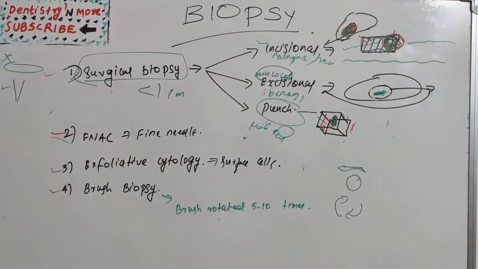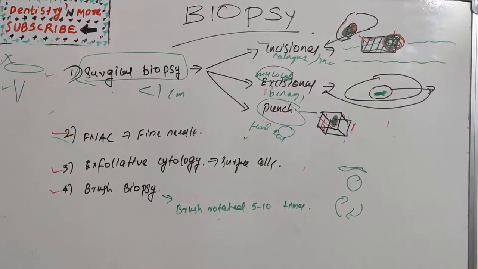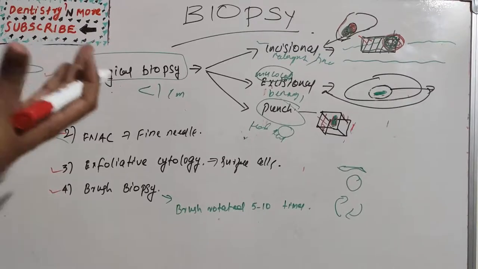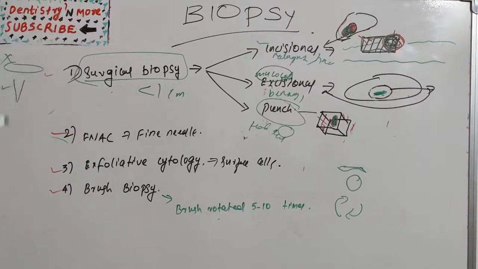hard palate. Drawbacks: it might not give adequate tissue for biopsy, and it may be difficult to biopsy freely mobile tissue such as the soft palate and floor of the mouth. We need very hard structures such as gingiva or hard palate to use a circular scalpel, because the tissue has to be very firm. If it is movable, we may not be able to take a proper punch biopsy.